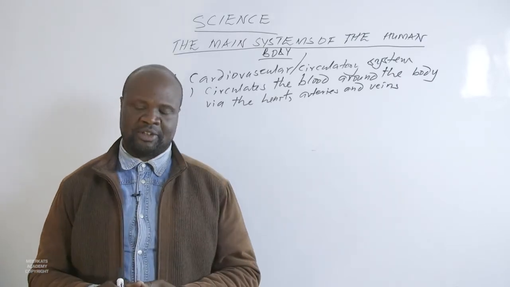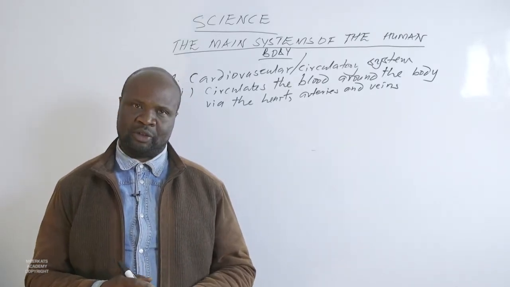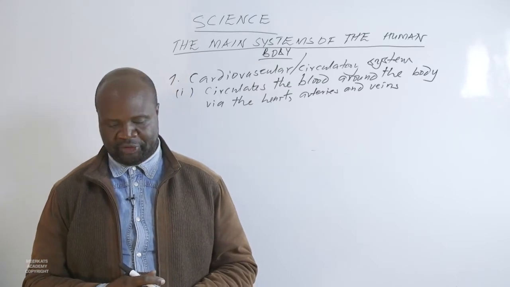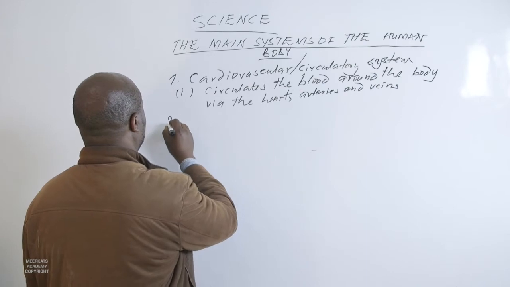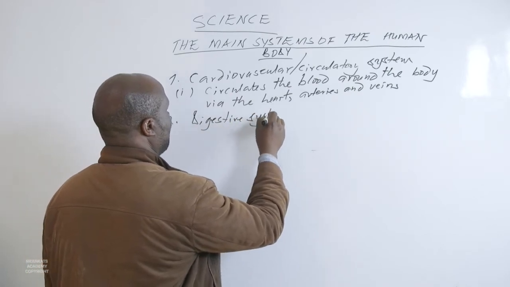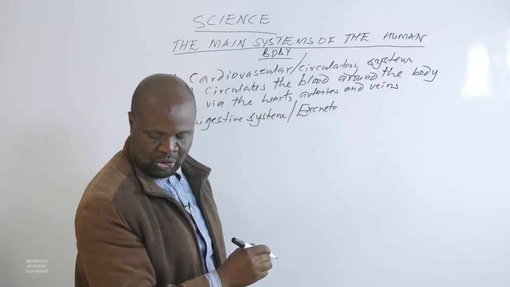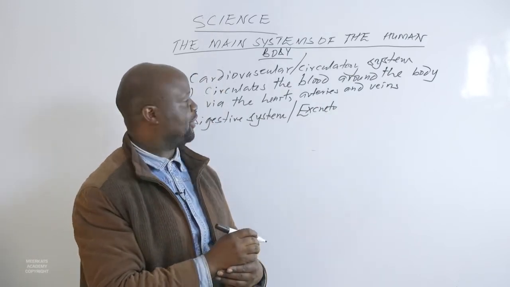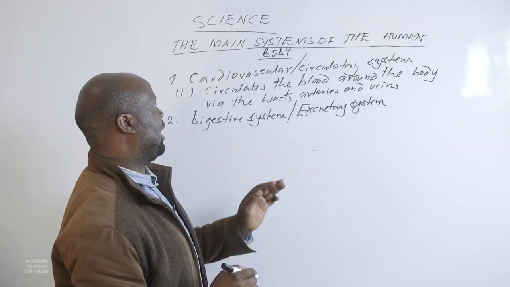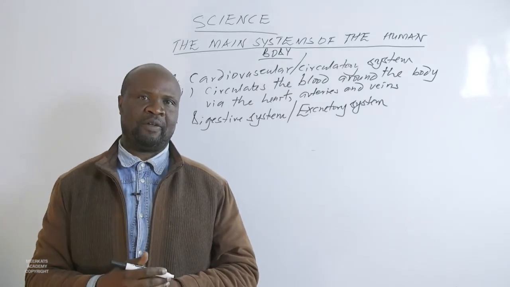That is the cardiovascular or circulatory system. We can go ahead and look at another system within the body. This one, we call it the digestive system or excretory system. We shall see what are the functions of this digestive system within the human body.